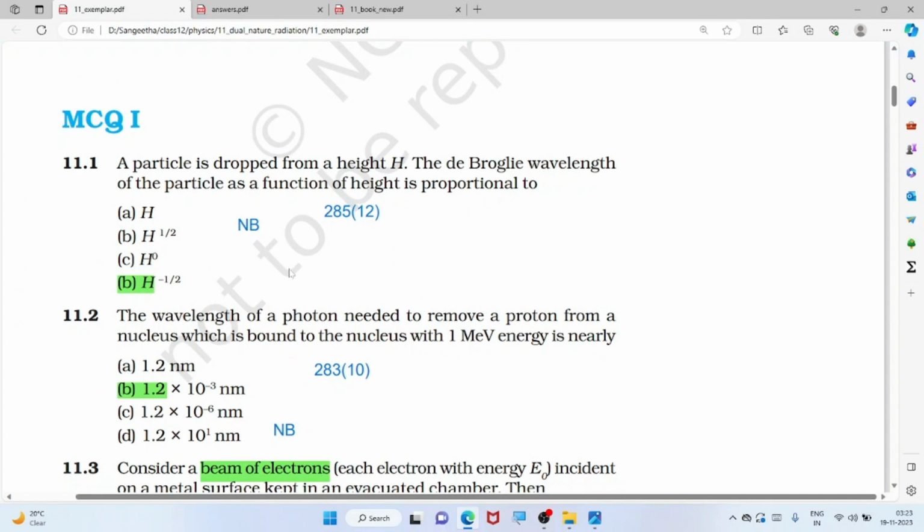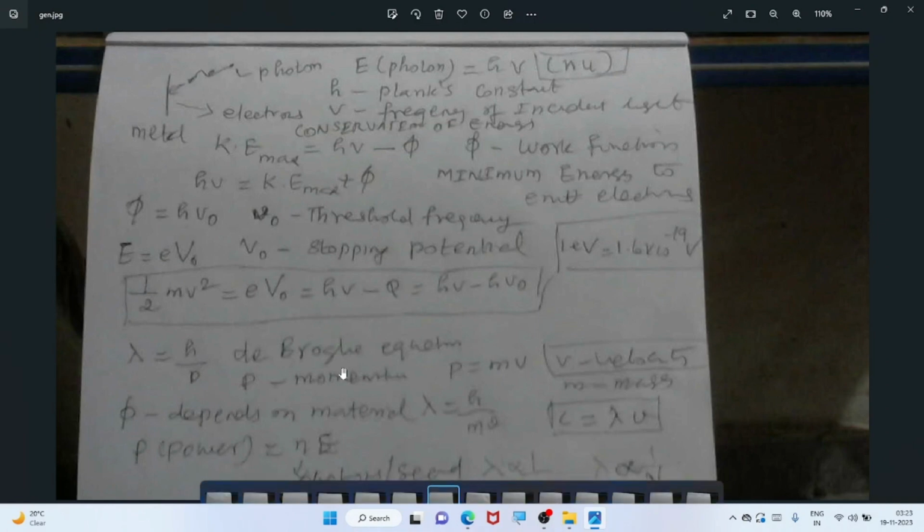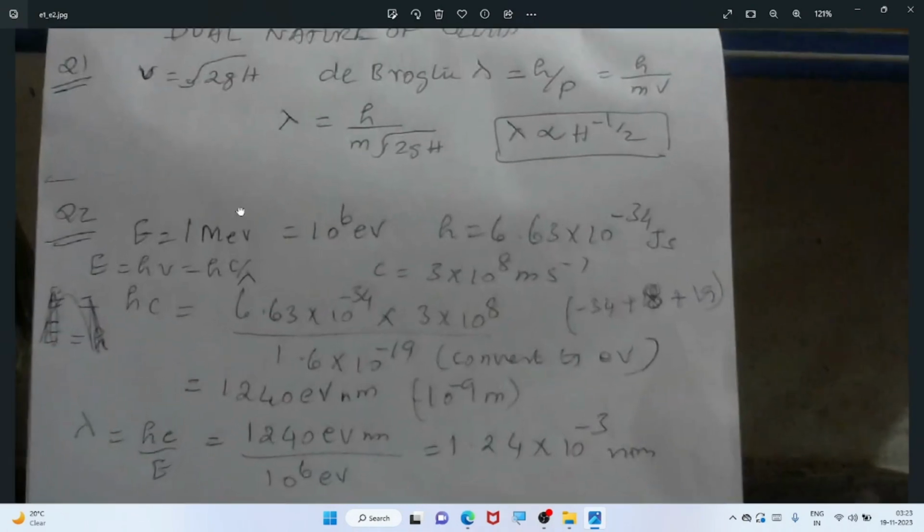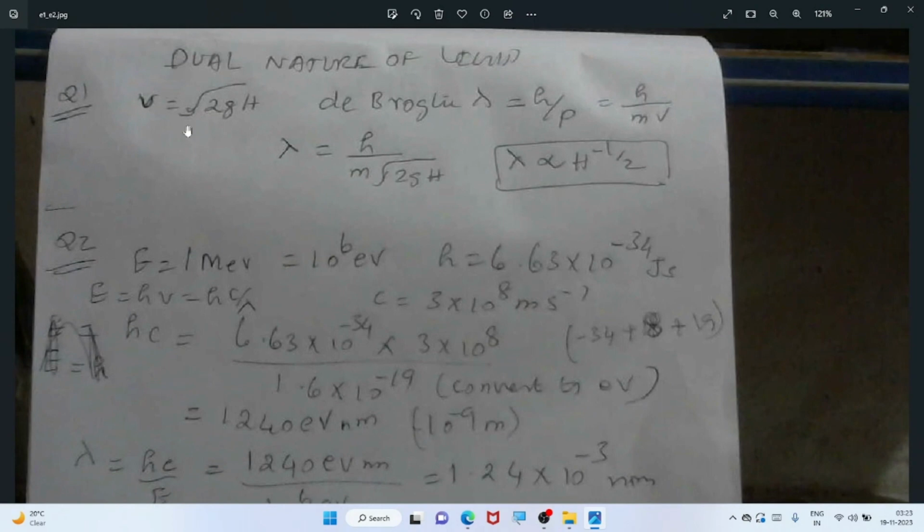A particle is dropped from the height h. Find the de Broglie wavelength of the particle as a function of the height. We have to connect that height with the wavelength. So this is the velocity of the particle falling from that height, so you have to connect that.